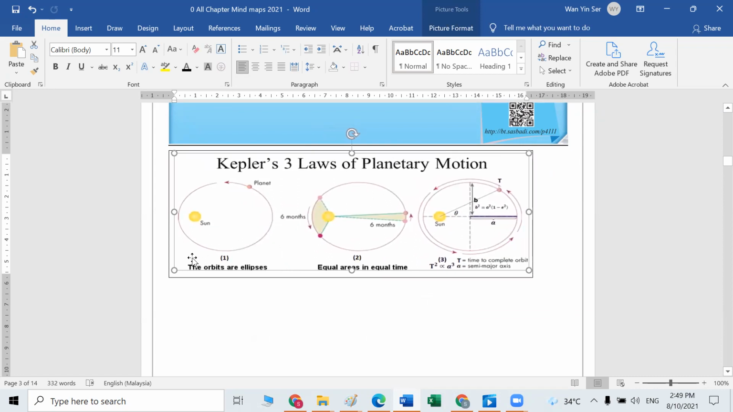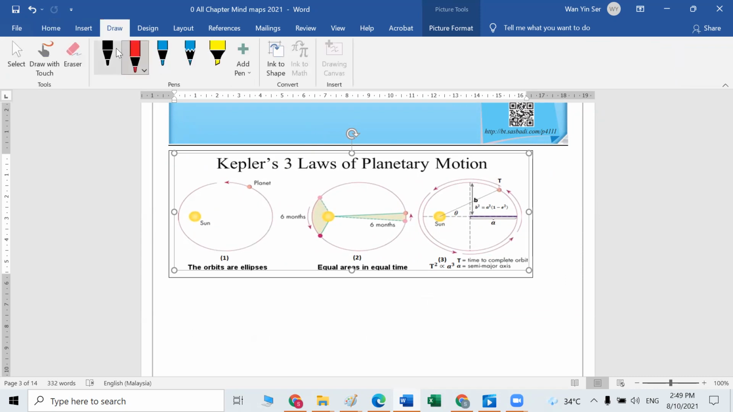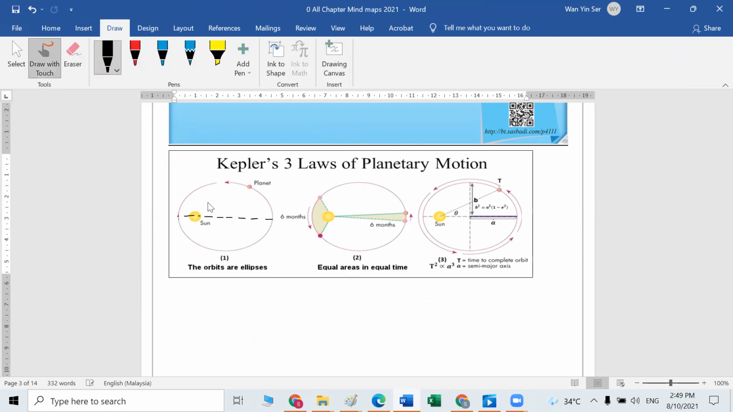Okay, the first law says the orbit is an ellipse, and the sun is on one of the foci of the ellipse. The second is equal areas in equal time.